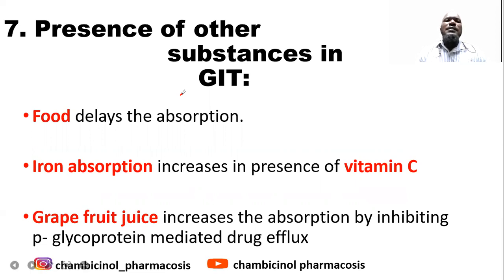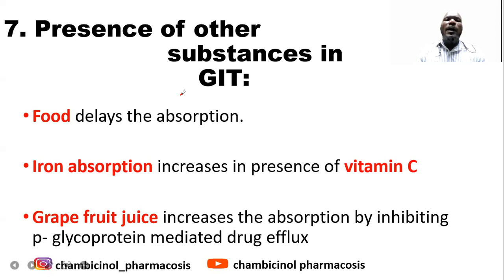Another factor is iron. Another substance is vitamin C. Vitamin C has a tendency to increase the rate of absorption of food containing iron. So if you want to increase the absorption of iron, you have to take it along with vitamin C or along with fruit like lemon. We know those fruits contain vitamin C, so it will speed up the rate of absorption.